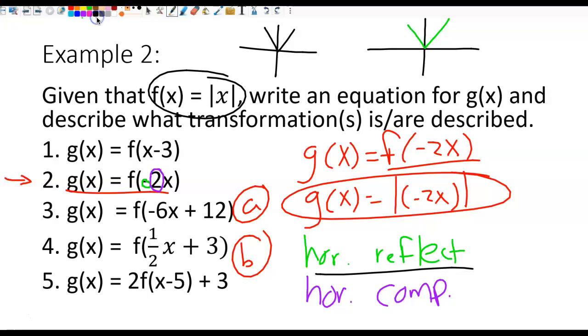But we can definitely compress it. We have a horizontal compression. So that means it's going to have the same height, but it's just going to be a little bit skinnier. So ultimately, it's going to look like that. Okay?